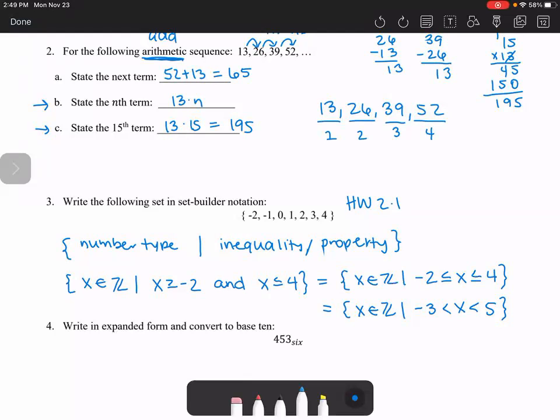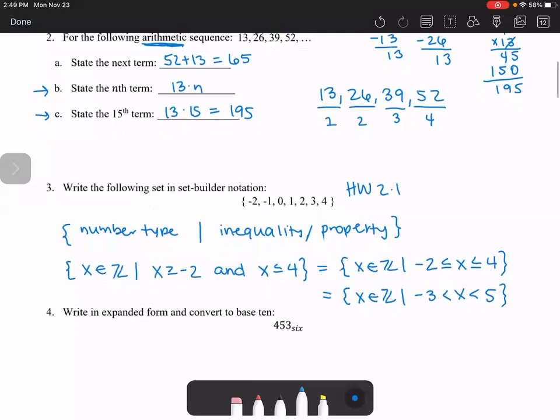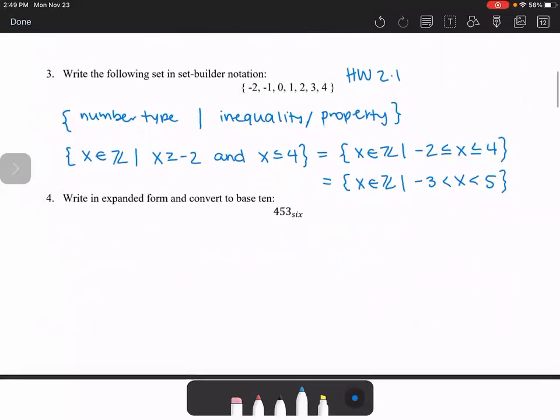Okay, does anyone have any questions on number 3? I had a question. Yeah, go ahead. With the -3 and 5 right there, what were you trying to show again on that one?